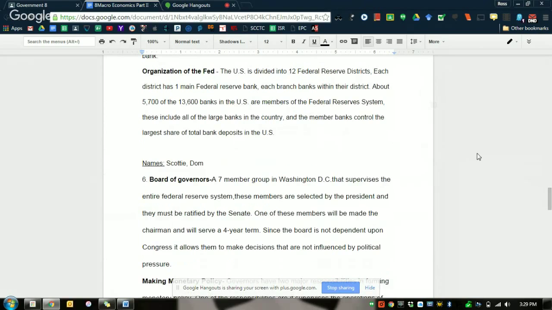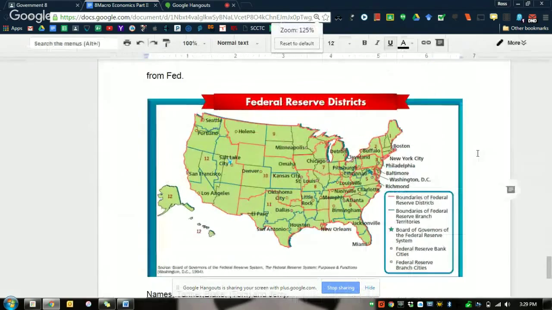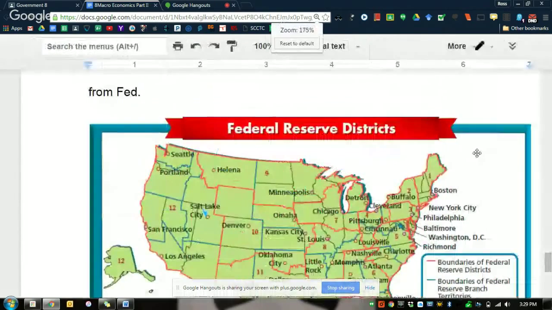All right. And here's the map I was talking about. Let's zoom in a little bit here. And maybe one more.